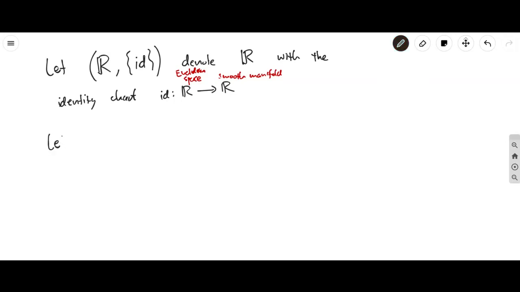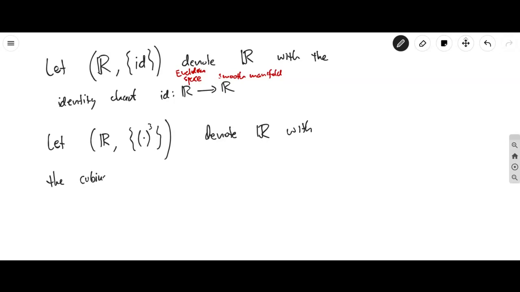And we're going to let R, comma, I'll write it like this, with a cube, denote R with the cubing chart. So this is the map that takes us from the Euclidean space R to our topological space R, but it cubes everything. So that would just mean that x gets sent to x cubed. This is going to be a homeomorphism. This is a one-to-one mapping. If we use a square, we would have a problem because it's not a one-to-one mapping. But this gives us R with a different smooth structure, okay, so with a different smooth atlas.